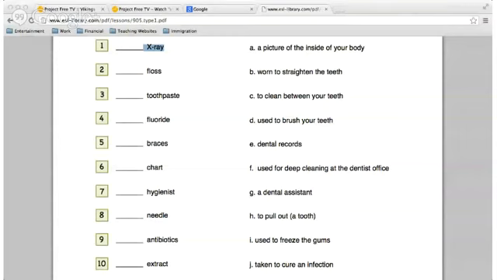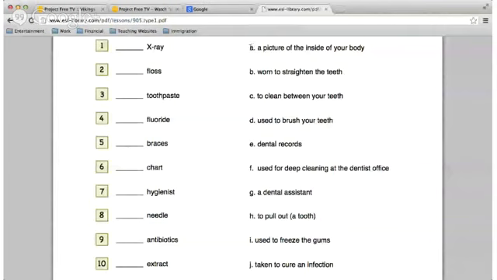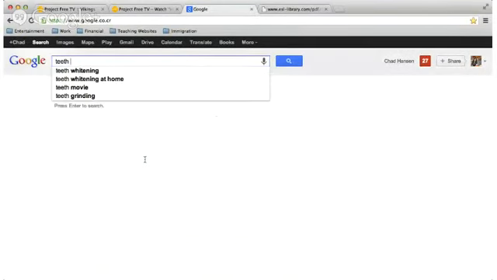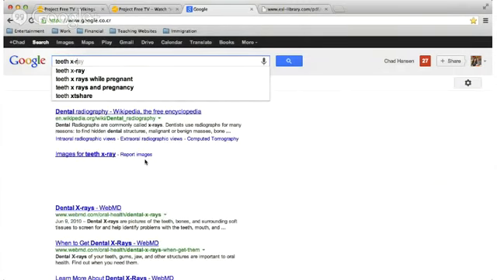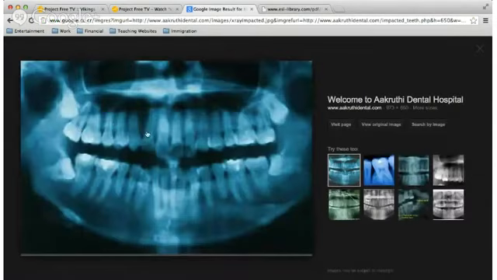A picture of the inside of your body. Okay, it is actually on this one. Yeah, right across. So a picture of the inside of your body, okay? So an X-ray. I believe this word is the same in most languages. When you get your teeth X-rayed, this is what it looks like. It comes out and looks like this. So you're looking at your teeth just like this. So this would be an X-ray.